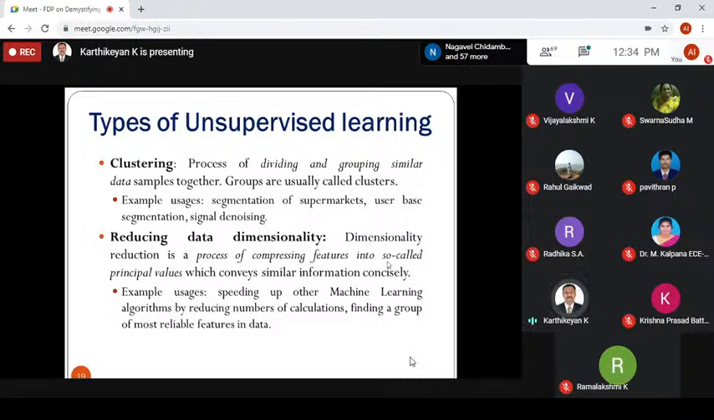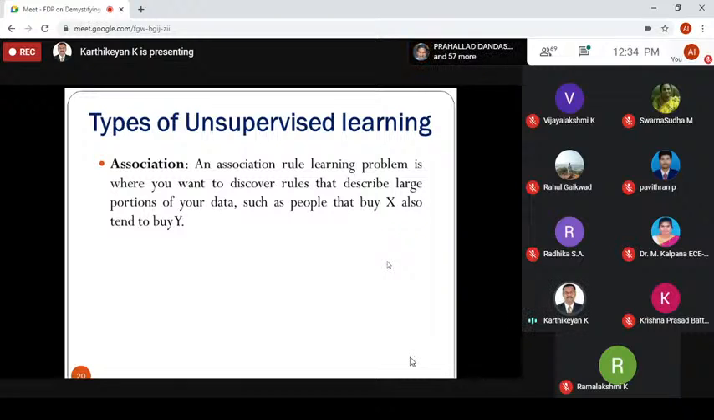And one more thing is there, that is called association. What is association? Association rule is a learning problem where we want to find the rules which describe large portions of the data, like some belong to X, some belong to Y, or how many percent of the people belong to X as well as Y, or how many percent belong to Y and X, like a Venn diagram. So these are the association rules, another type of learning algorithm based on the application. Okay. Now these are all about the unsupervised learning algorithms.